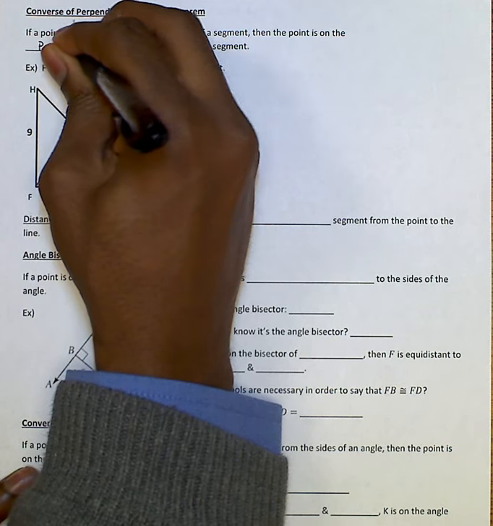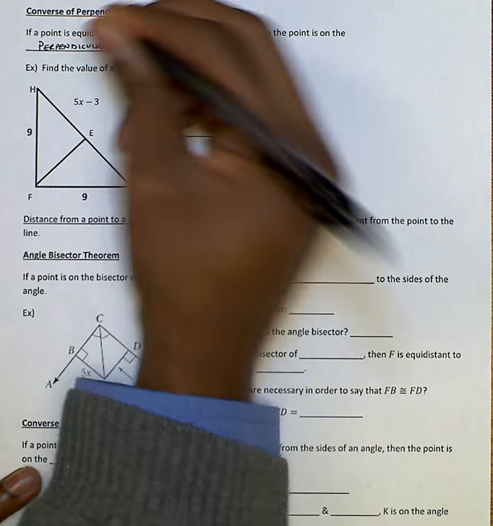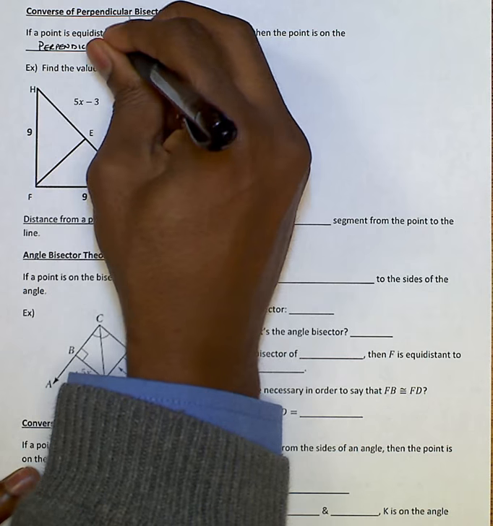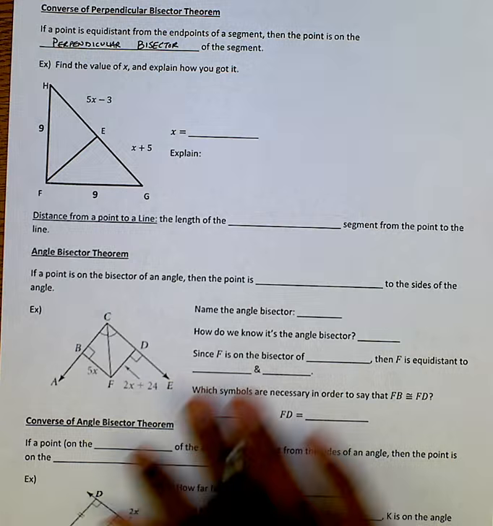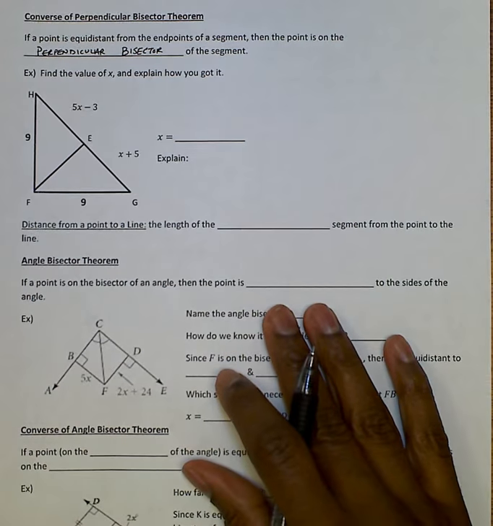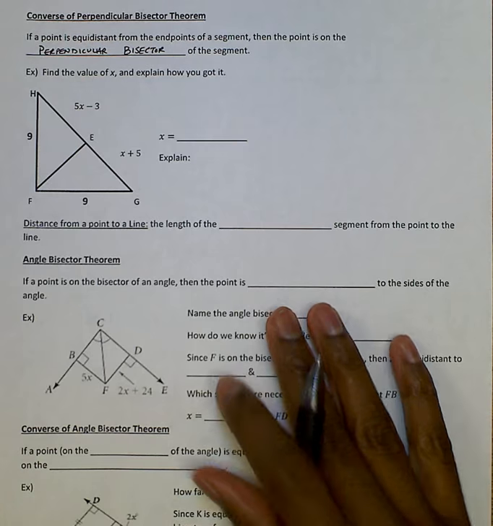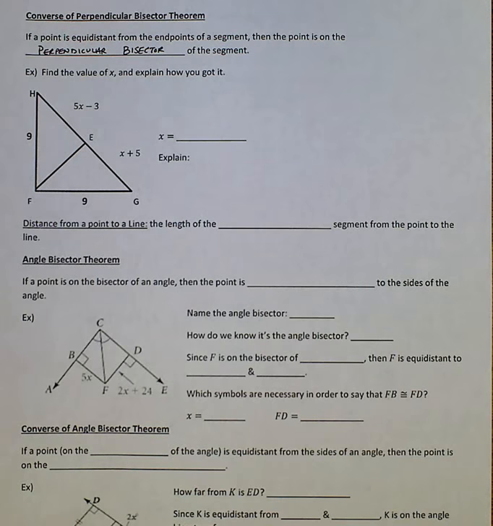Perpendicular bisector. Basically the same thing. Going converse just means we're starting with the conclusion of our original statement and going to the hypothesis of our original statement from chapter 2. So, it says find the value of x and explain how you got to it.